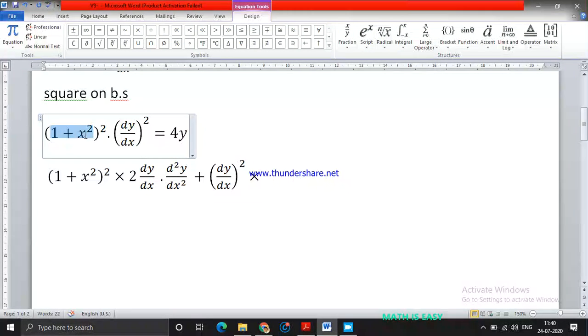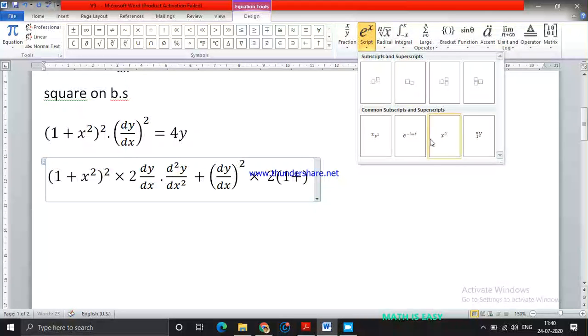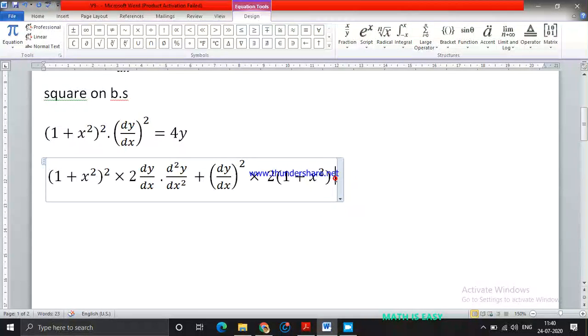Here I take theta as 1 plus x square. So the derivative of theta square is 2 into theta, that is 1 plus x square, into the derivative of theta. Derivative of theta means derivative of 1 plus x square, which is 2x, is equal to 4. Derivative of y is dy upon dx.